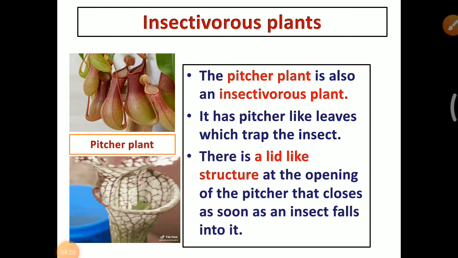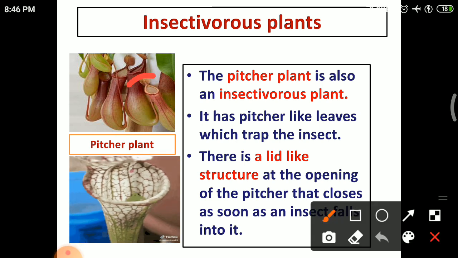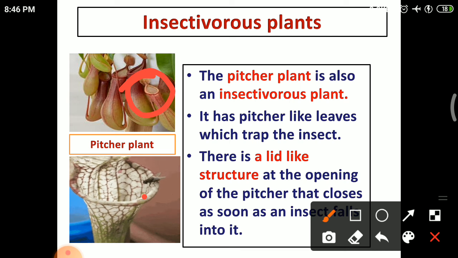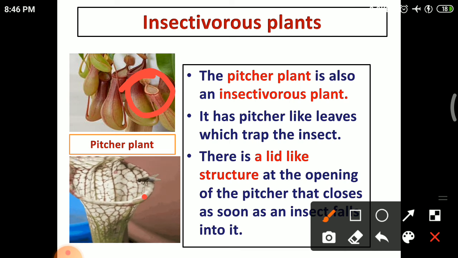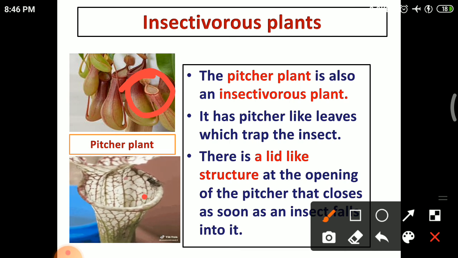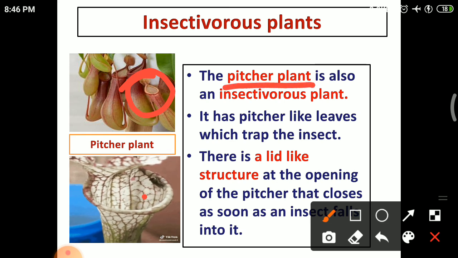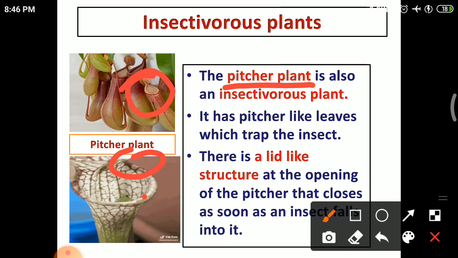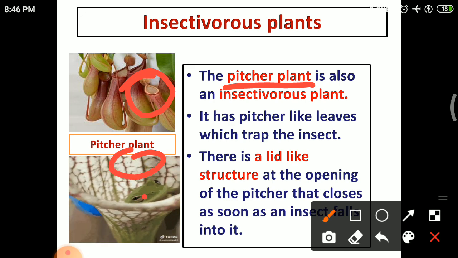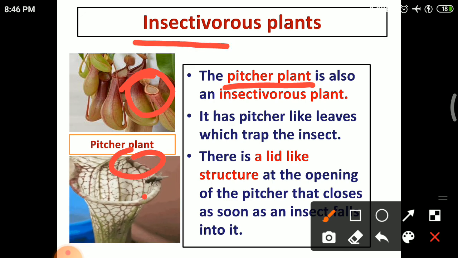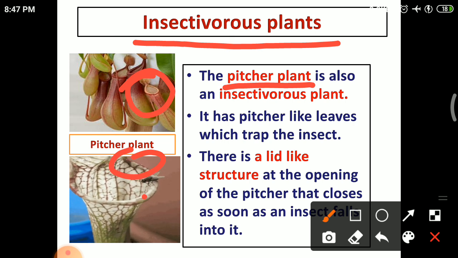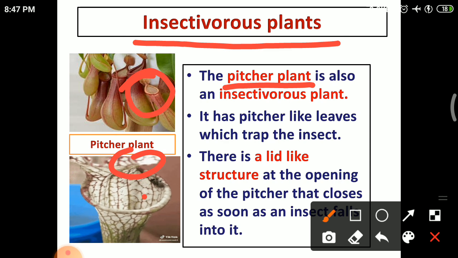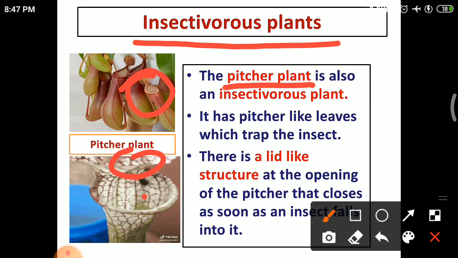There is a lid-like structure at the opening of the pitcher plant that closes as soon as an insect falls into it. So when the insect sits on the pitcher plant, the lid closes and the insect falls into it. So such type of plants are called insectivorous plants. Why do these plants eat insects? Because of fulfilling their nitrogen shortage.